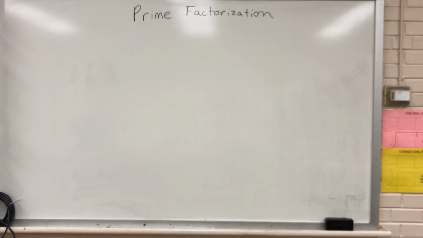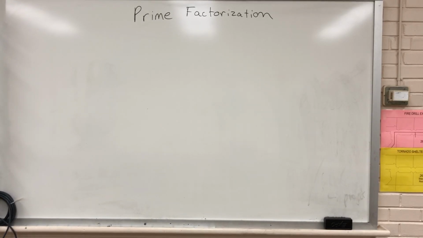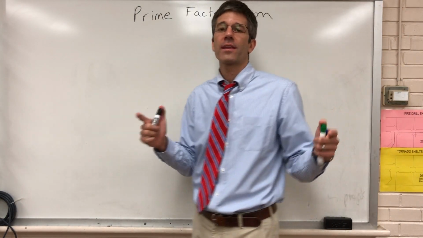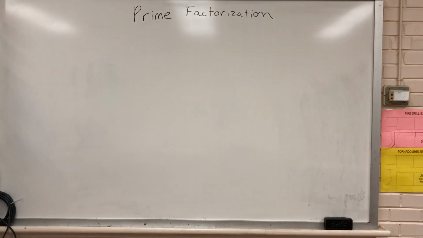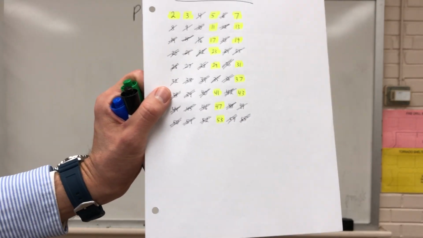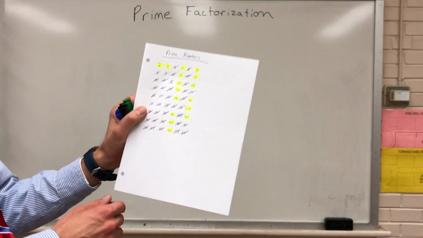Well, folks, let's do some prime factorization. I think one of the key words here is the number prime. So what we really need to do is figure out what numbers are prime, and we already have figured that out. So I'm going to grab a list of numbers, and we're going to use this list right here that you can see. So this is a list of prime numbers, and it is clearly not an all-inclusive list.